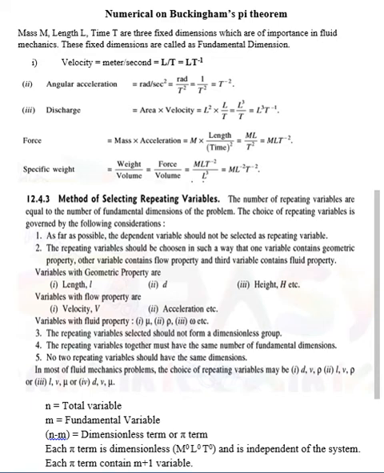Buckingham's pi theorem. There are three fixed dimensions, that is mass, length and time, which play a very important role in fluid mechanics. These three fixed dimensions are also called fundamental dimensions. For solving the numericals of Buckingham's pi theorem, we need to know all the units, for example velocity, angular acceleration, discharge, force, specific weight, torque, etc.